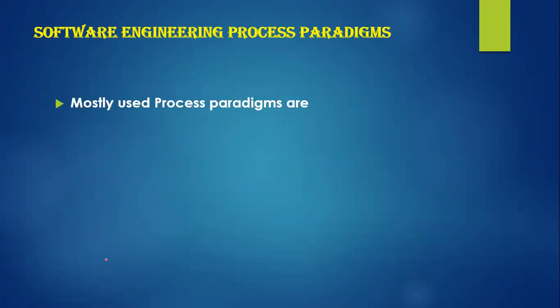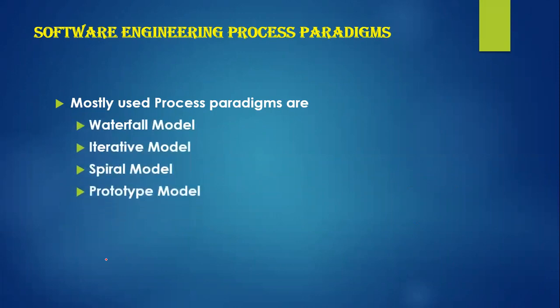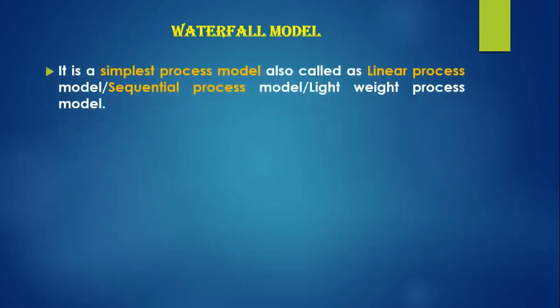Mostly used process paradigms are the waterfall model, iterative model, spiral model, prototype model, and V model. We will discuss all these models one by one. In this video, the first one is the waterfall model. The waterfall model is the oldest process model compared to the remaining process models. It is also the simplest process model to develop a software product. It has different names: linear process model, also called sequential process model, also called lightweight process model.